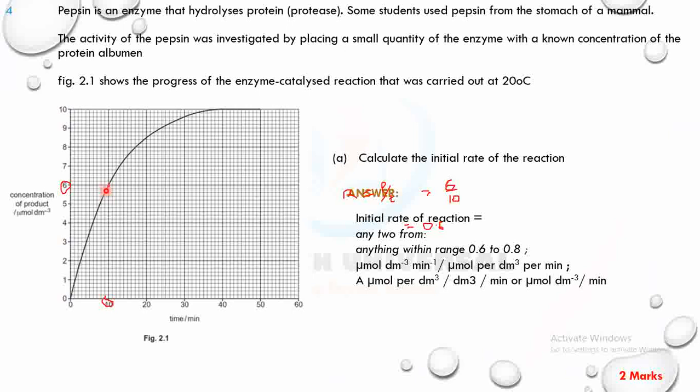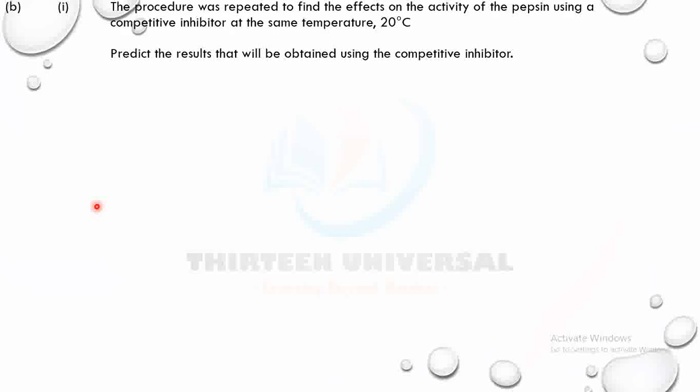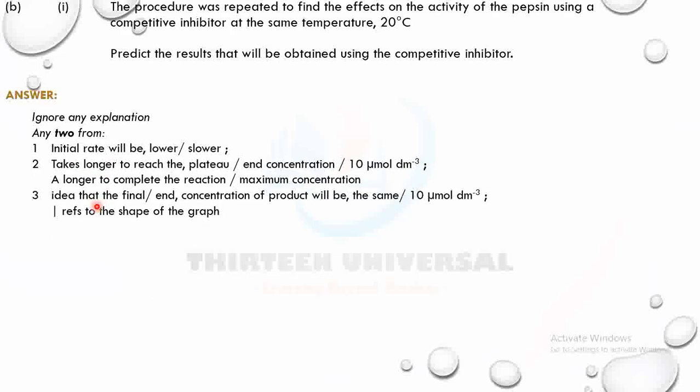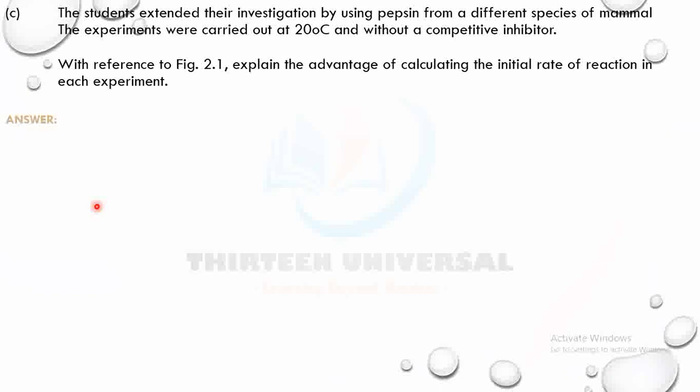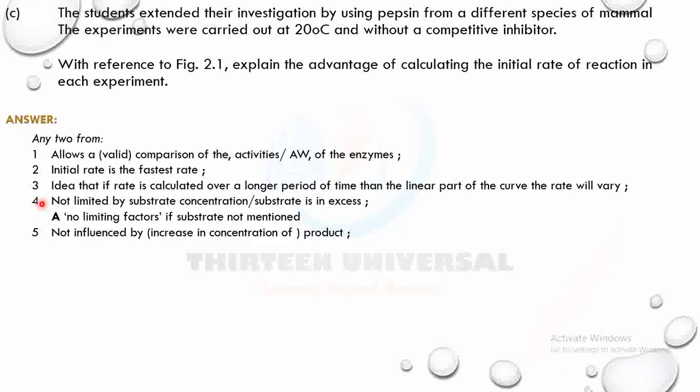Why? Because it is the rate of reaction when substrate concentration is still high, and product concentration does not affect the rate of reaction. So it's more valid. We have a lot of substrate molecules available. It allows a valid comparison of the activity. That's why we use initial rate.